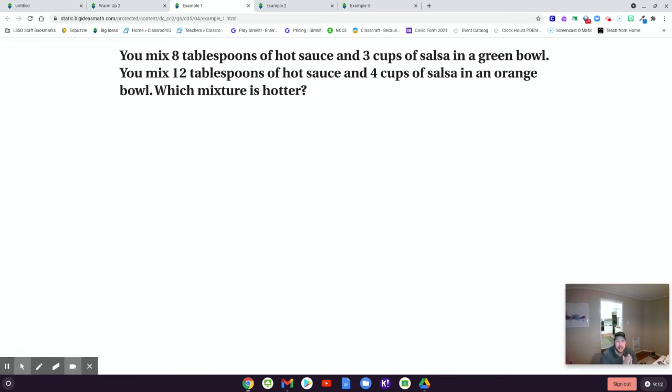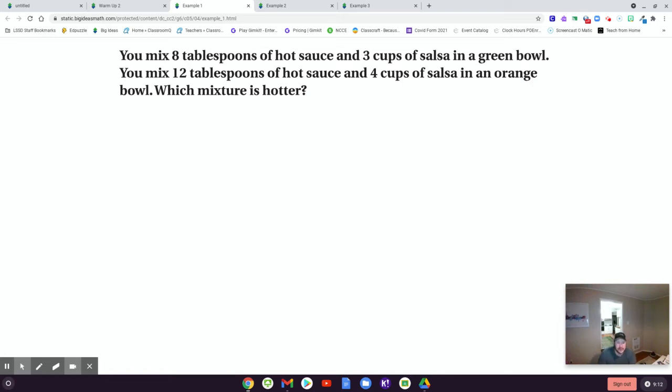So for this problem right here, we have 8 tablespoons of hot sauce mixed in with 3 cups of salsa. That's in the green bowl. Then we have 12 tablespoons of hot sauce in 4 cups of salsa in the orange bowl. Which mixture is hotter? Again, just go with what your gut is right now. Which of these two mixtures do you think is hotter, the green bowl or the orange bowl?